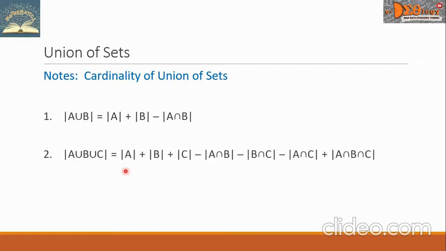And the formula is this: cardinality of A plus cardinality of B plus cardinality of C minus cardinality of A intersect B minus cardinality of B intersect C minus cardinality of A intersect C plus cardinality of A intersect B intersect C.